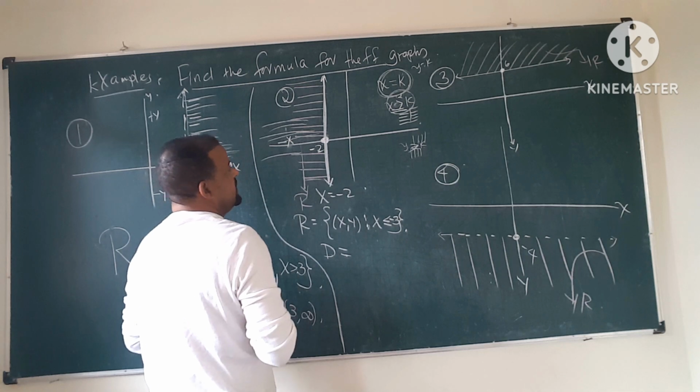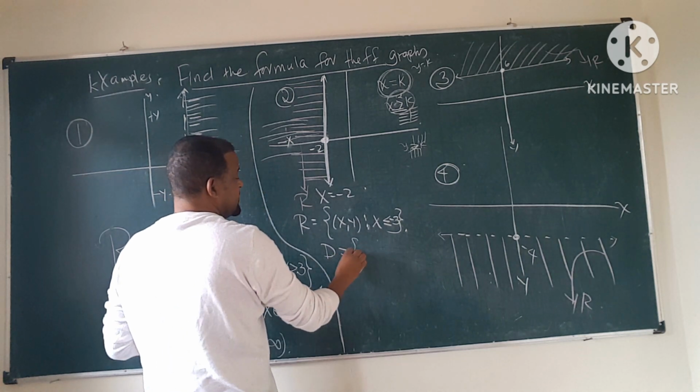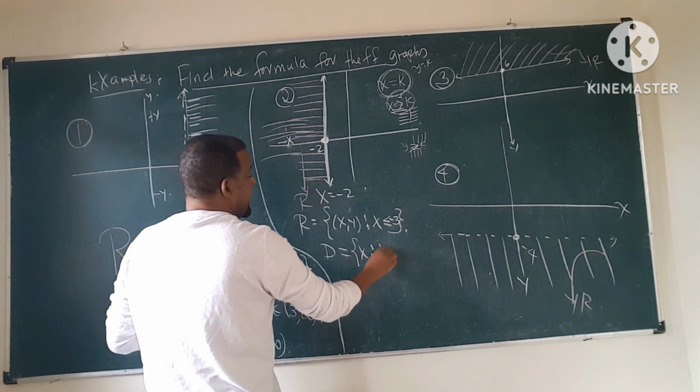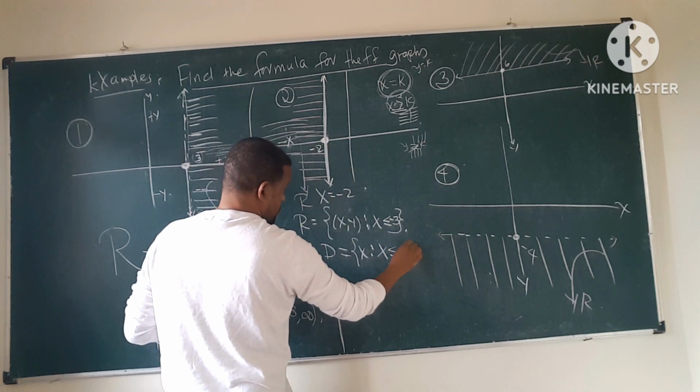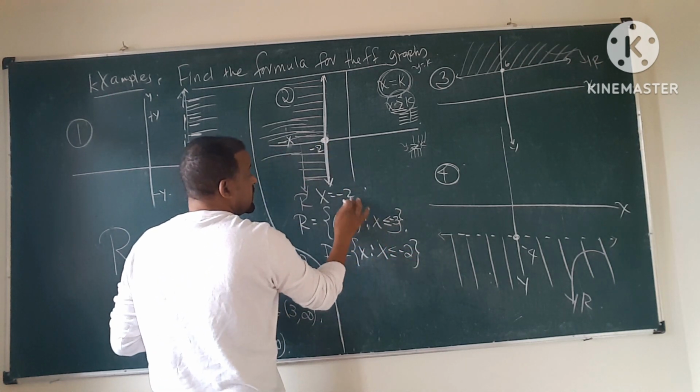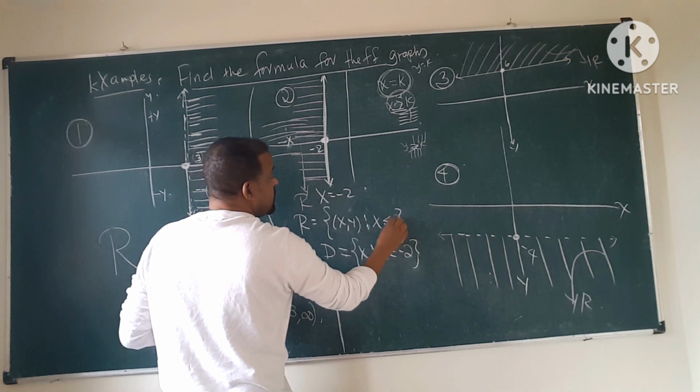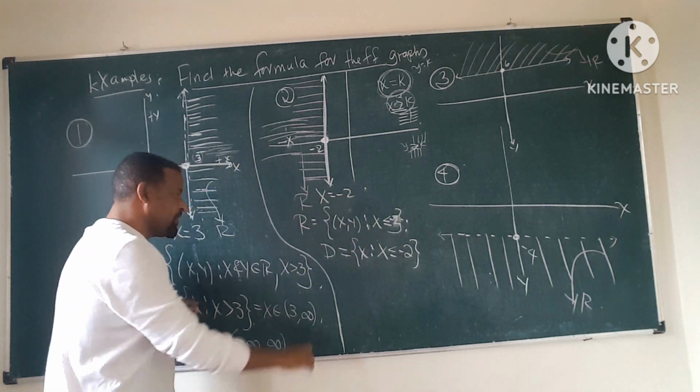So the domain is the set of all x such that x is less than or equal to negative 2. Okay, sorry, this is negative 2. I said 3 by mistake. It is negative 2.